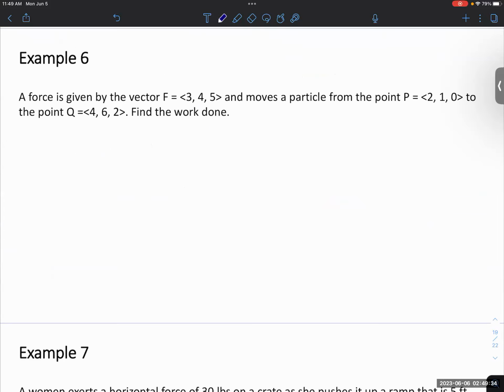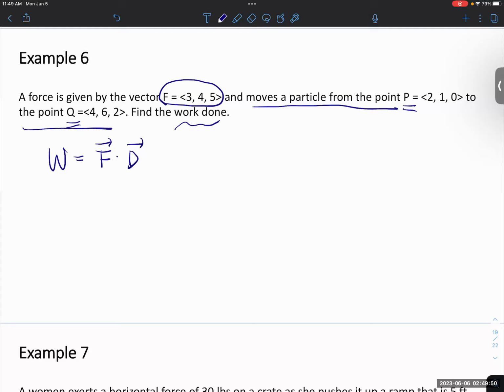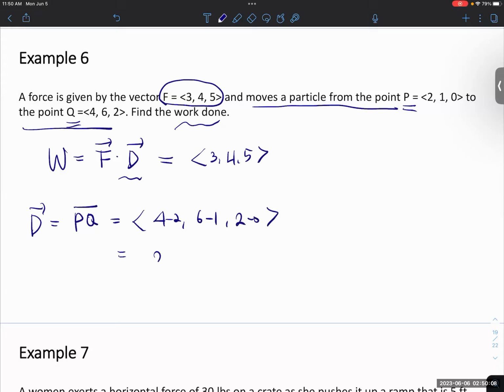Force vector is given. And then they're looking for the length between P and Q. That's going to be the distance. Find the work. So work is going to be force vector times the distance vector. The force vector is already given, 3, 4, 5. The distance vector we can find out. That is the PQ length. So if you remember, we subtract 4 minus 2, 6 minus 1, 2 minus 0. So 2, 5, 2. That is the D vector.